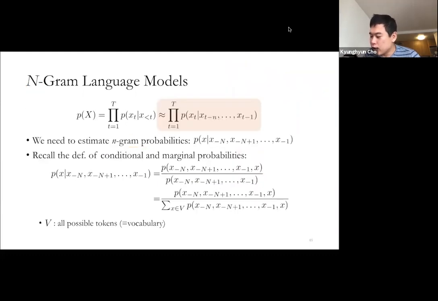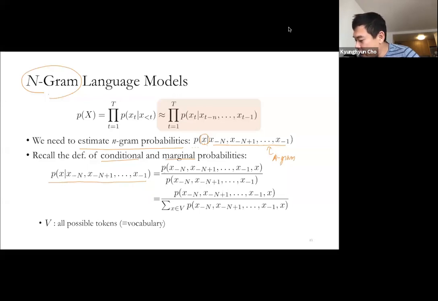Now, once we decide on this kind of n-gram language model, or assume the Markovian property of this n-gram language model, all we need to do is estimate the n-gram probabilities. That is, what is the probability of x following a given n-gram, right? So this is going to be the n-gram, n previous words. And if you recall the definition of the conditional and marginal probabilities, in order to compute this probability, we can rewrite it as a ratio between the joint probability of the n-gram followed by x, and the joint probability of the n-gram alone. So we want to look at the probability of the entire thing divided by the probability of only the previous words. And what is this previous word?